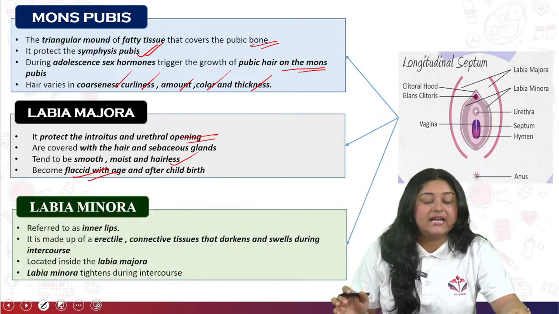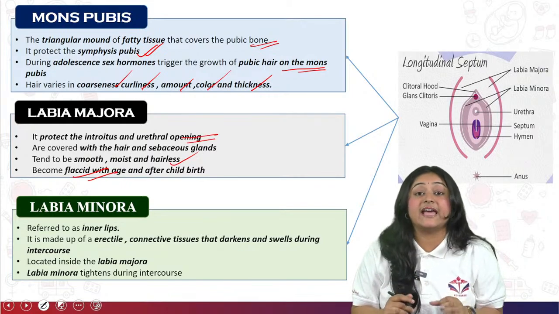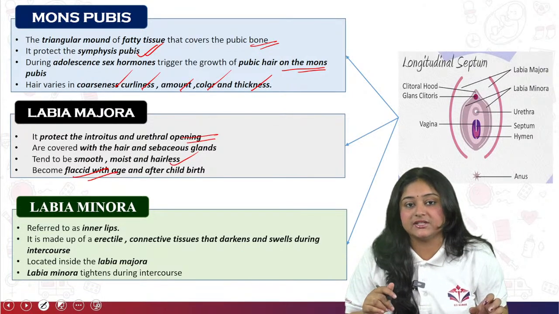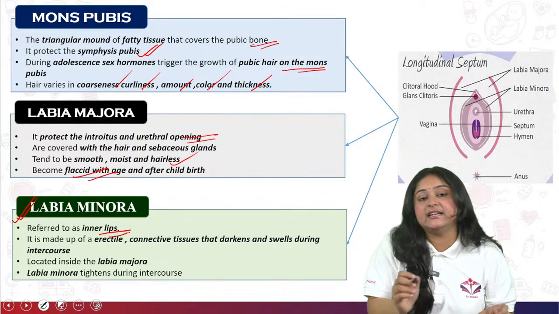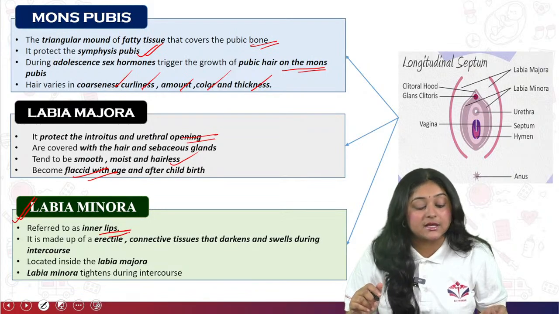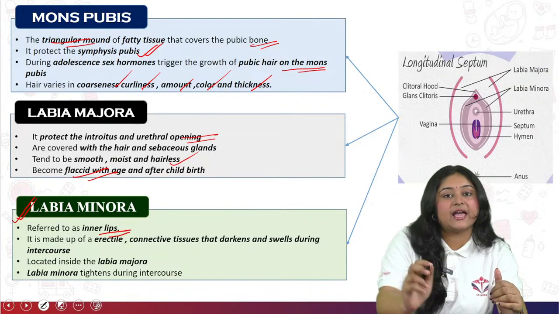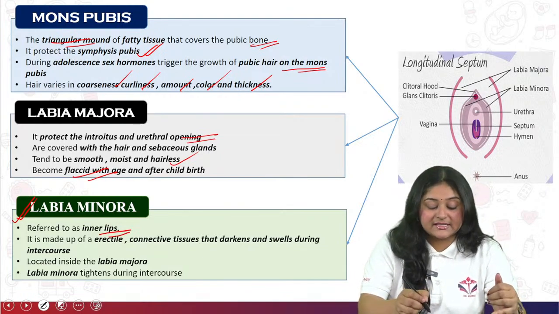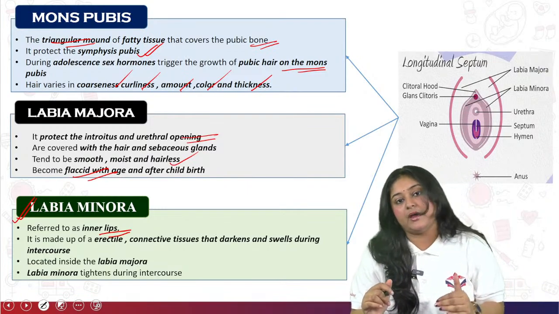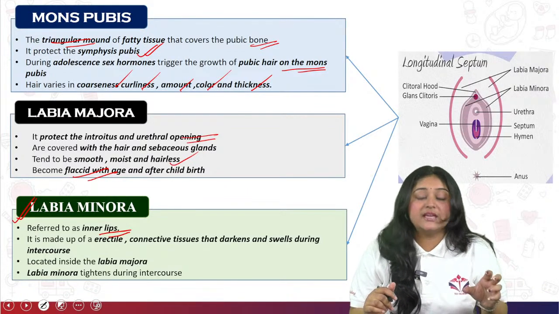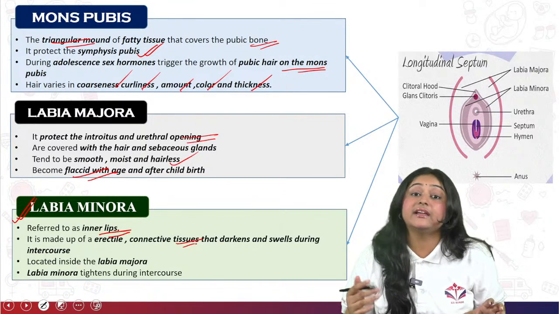Now come to the labia minora. Labia minora is referred to as the inner lip of the external genitalia. Just remember, labia minora is also known as the inner lip of the external reproductive system. Remember that mons pubis is a triangular shape, and labia majora protects the introitus and urethral opening, but labia minora is an inner lip. It is made of erectile connective tissue which darkens and swells during intercourse.